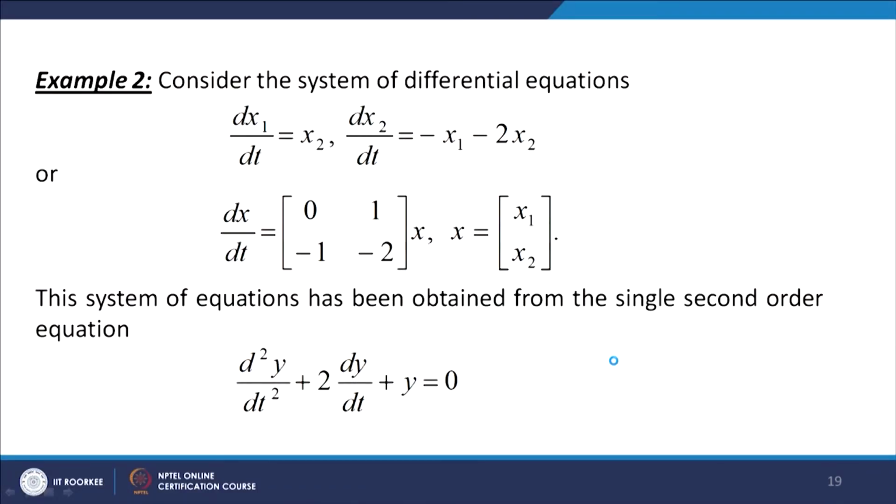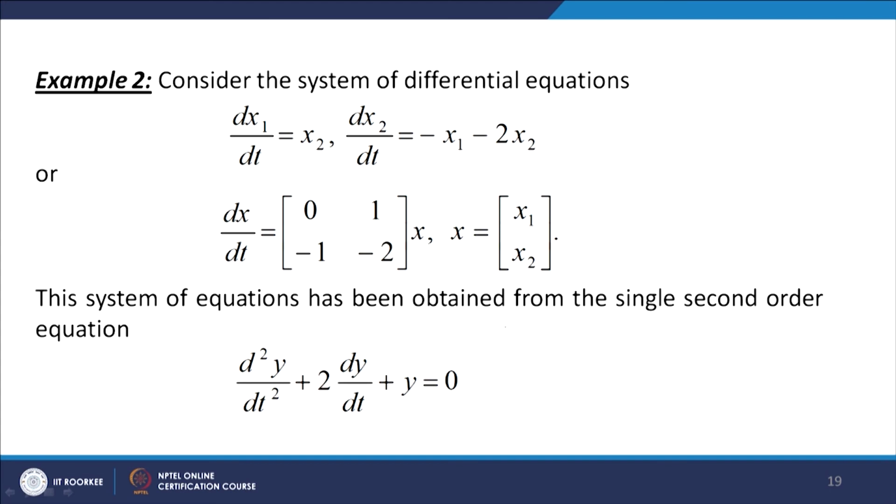Now, let us consider the system of differential equations dx1 by dt equal to x2 and dx2 by dt equal to minus x1 minus 2x2. You can see we can write this in the vector differential equation form dx by dt equal to Ax. Coefficient of x1 is 0 here, coefficient of x2 is 1, and then here coefficient of x1 is minus 1, coefficient of x2 is minus 2. So, the matrix A is 0 1 minus 1 minus 2.